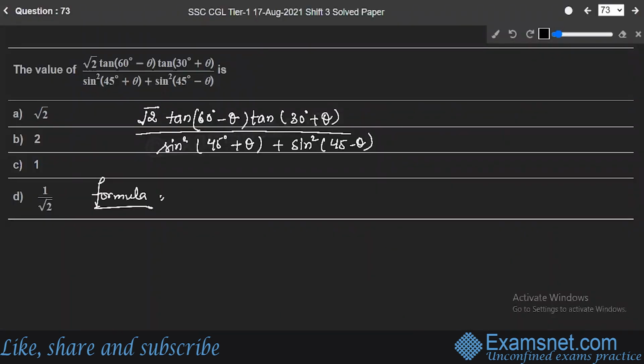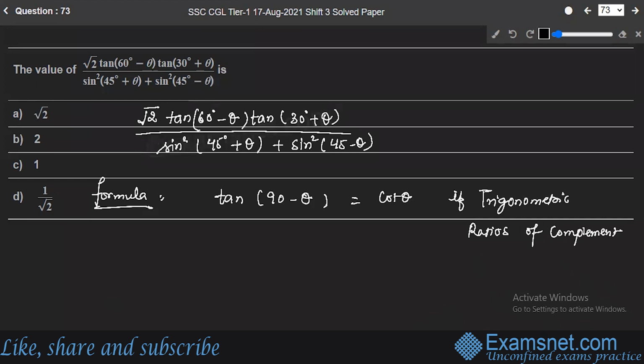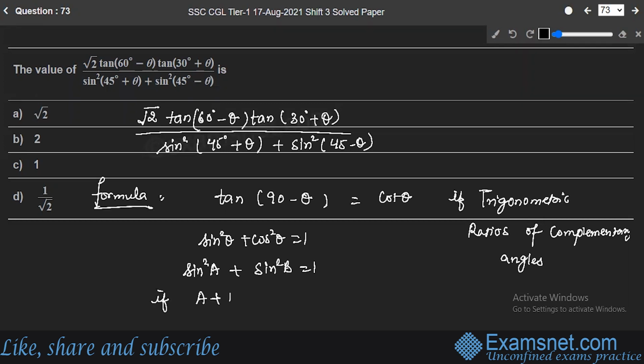Let's write down them. So, first formula is tangent of 90 minus theta is equal to cotangent theta. This is based on the concept of trigonometric ratios of complementary angles. Second, you'll be using the identity sine square theta plus cos square theta is equal to 1. Also, one more thing, sine square A plus sine square B is equal to 1 if A plus B is equal to 90 degree. Do remember these three things, 1, 2, and 3. So we'll be using all of these things in our question.